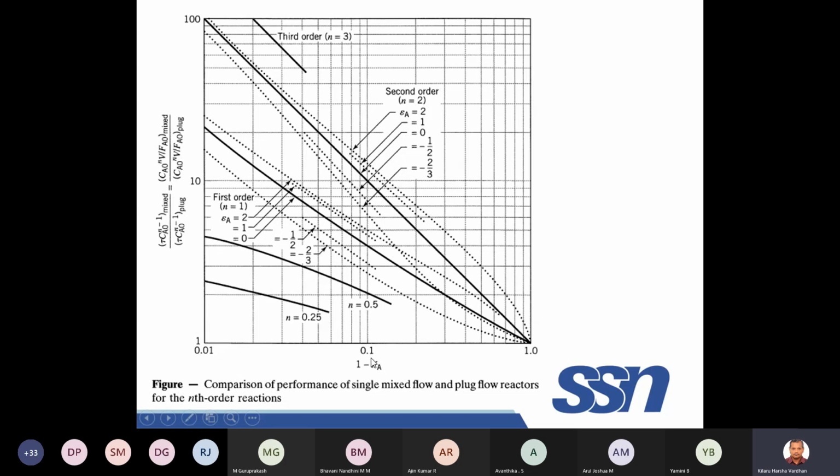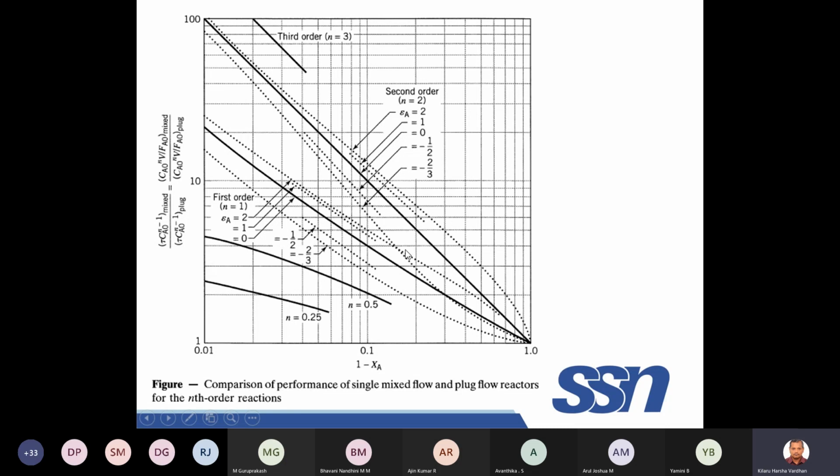So XA is very small, XA is almost 0 initially. Therefore, you land with one value, and at high XA values, you land on this side. So at low XA values the comparison is very small, but the size ratios will be very large as your conversion increases. You can see a very big difference, right?